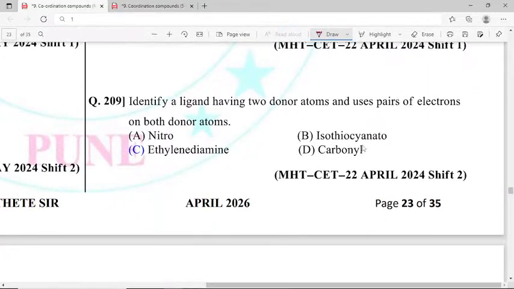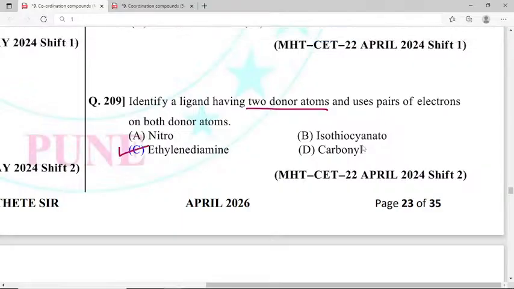Identify the ligand having 2 donor atoms and using a pair of electrons on both donor atoms: ethylenediamine. Ethylenediamine, en, stands for ethylenediamine, and it is a bidentate ligand. 2 donor atoms, bidentate ligand.